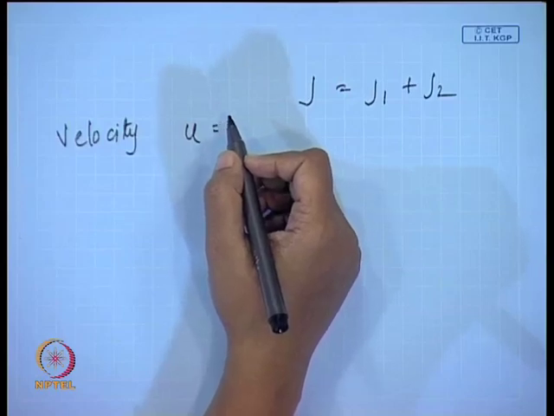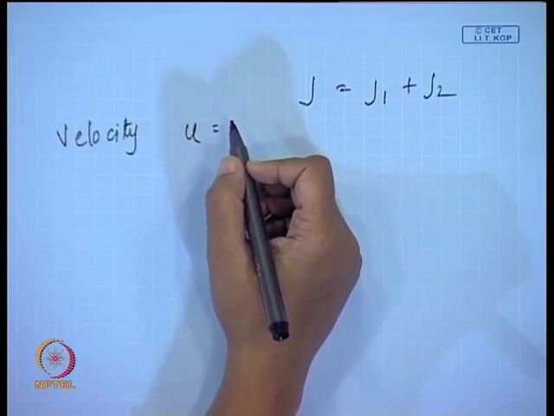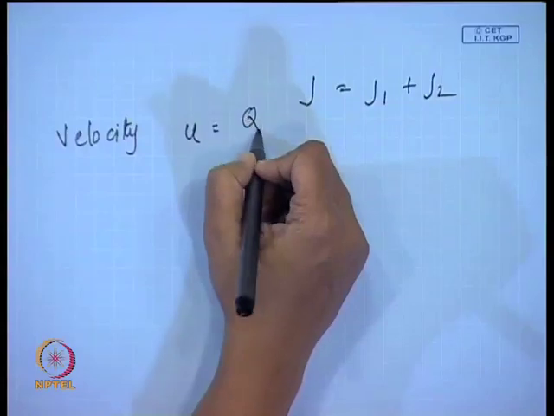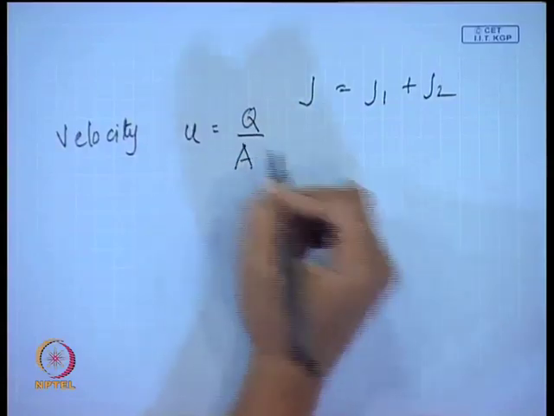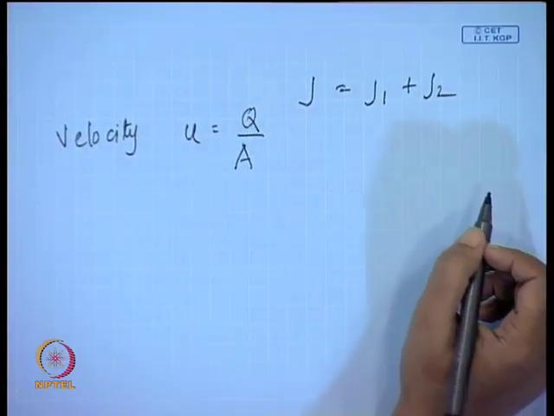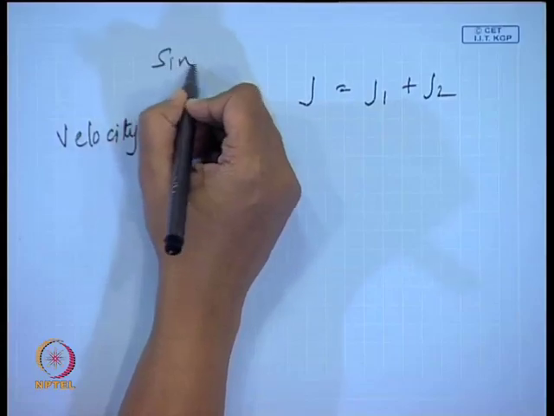It is the volumetric flow rate per unit area. So, therefore, it is equal to Q by A. Agreed? For single phase, it is equal to Q by A.